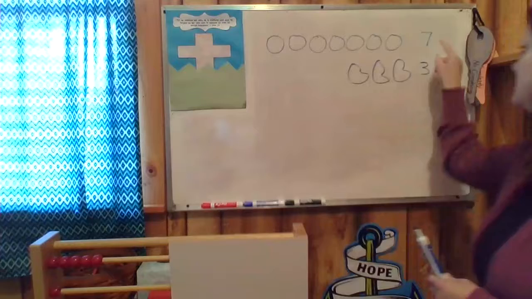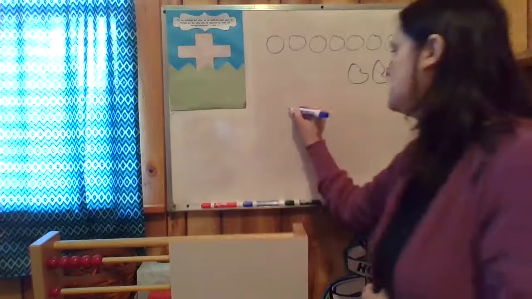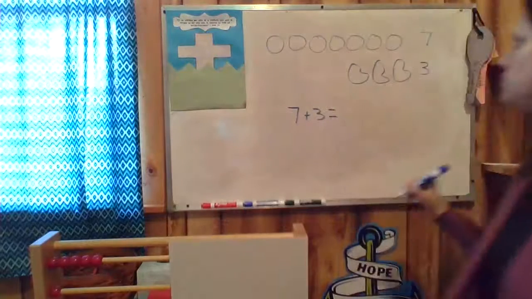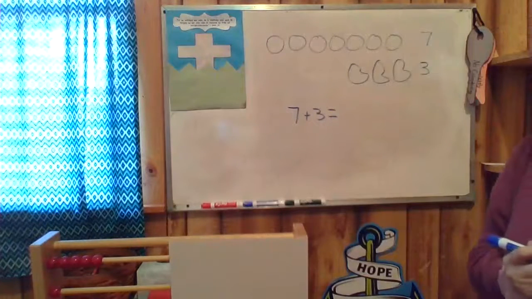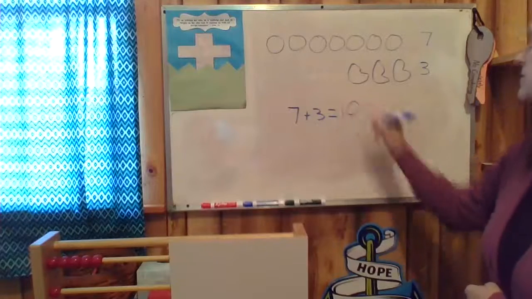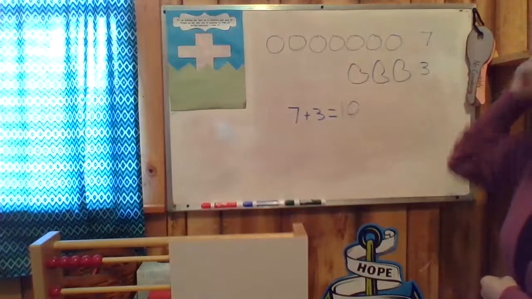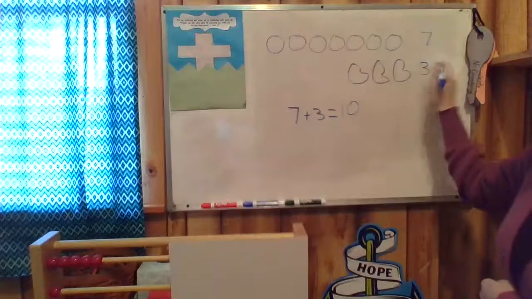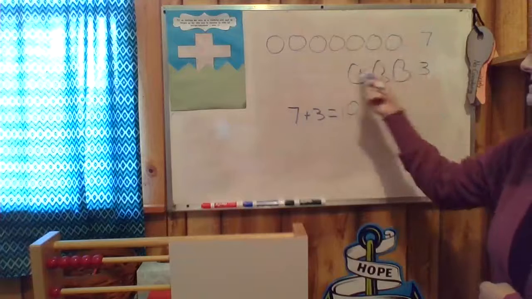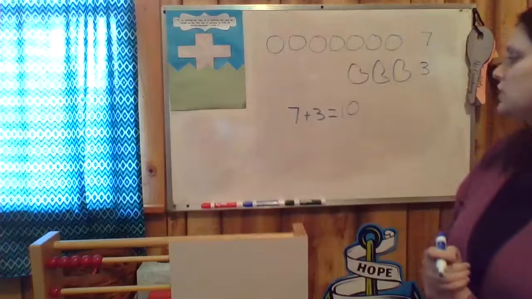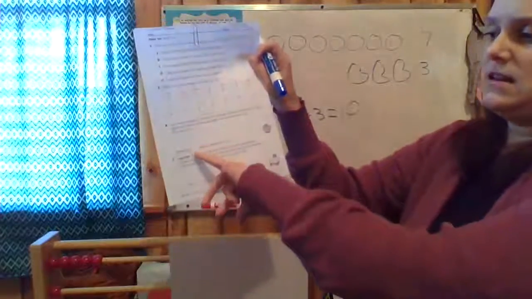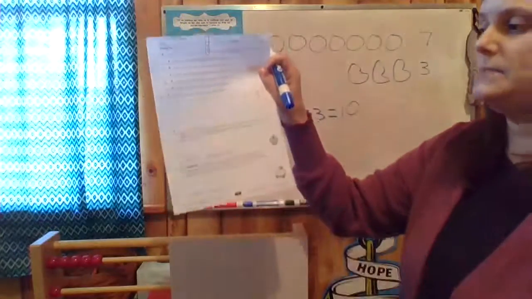Right, I'm going to add 7 plus 3. So 7 plus 3 equals what? Equals 10. Okay, so if you said 10, you were correct. Okay, if you didn't know 7 plus 3 equals 10 and you counted the circles, 1, 2, 3, 4, 5, 6, 7, 8, 9, 10, that's fine too, as long as you came to the correct answer of 10. And you're going to put the 10 on the line.